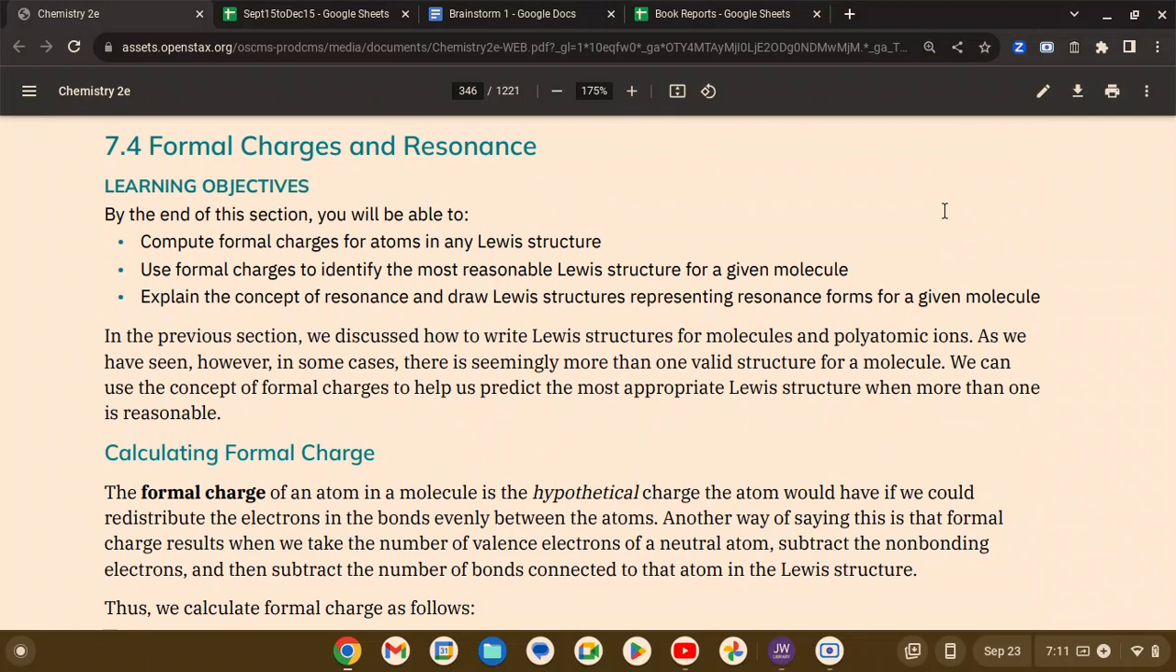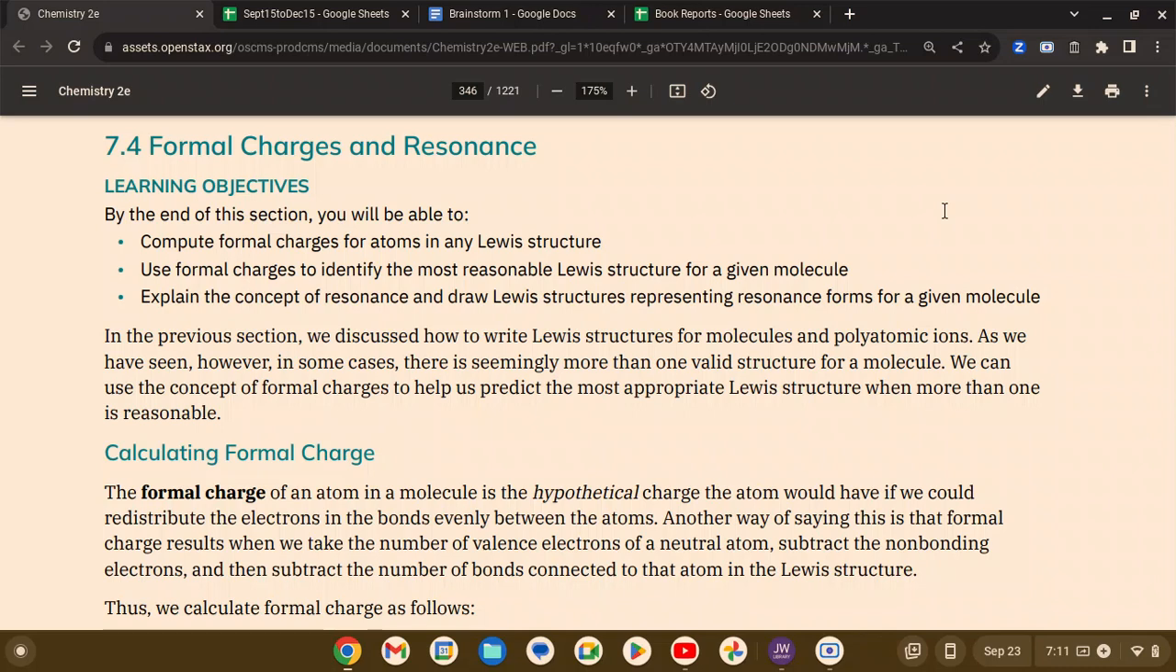In the previous section, we discussed how to write Lewis structures for molecules and polyatomic ions. As we have seen, however, in some cases, there is seemingly more than one valid structure for a molecule. We can use the concept of formal charges to help us predict the most appropriate Lewis structure when more than one is reasonable. Calculating formal charge.